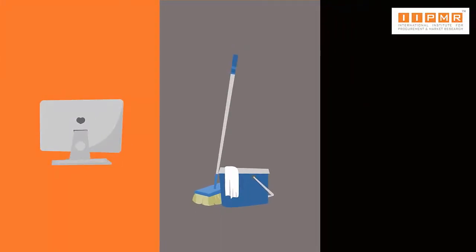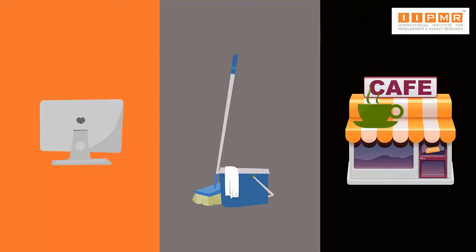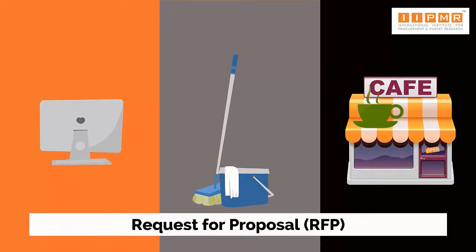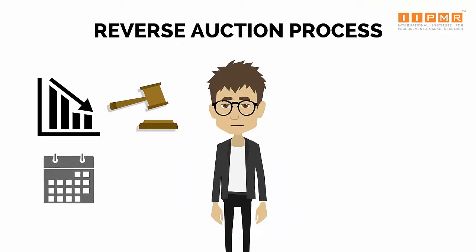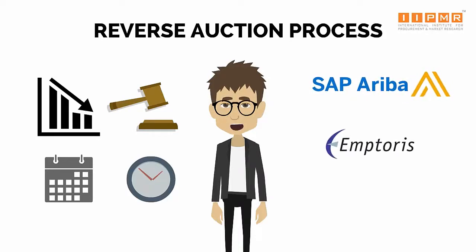Note that if you are procuring services such as web designing services, janitorial services, or cafeteria services, then you will select a request for proposal, RFP, instead of an RFQ, because RFQ is usually used for physical products, and RFP is used for services. Sometimes companies also conduct a reverse auction process, wherein bidding happens on a particular day and time. Each supplier bids a price quote lower than the previous supplier. So the winner of this auction will be the supplier who provides the lowest price quote. Tools such as SAP Ariba, Amptoris, or Zycus are frequently used to conduct reverse auctions.